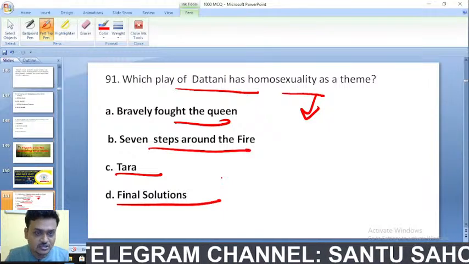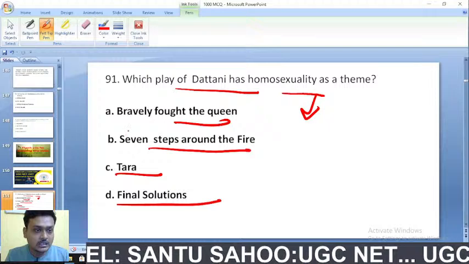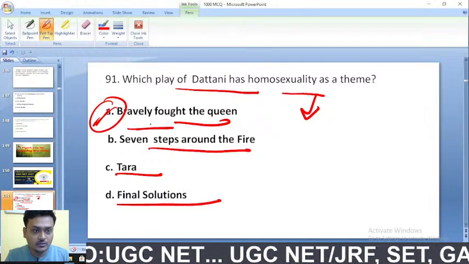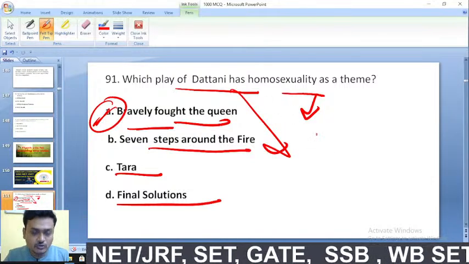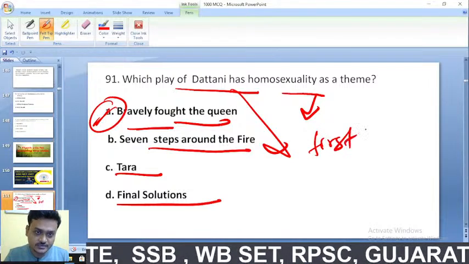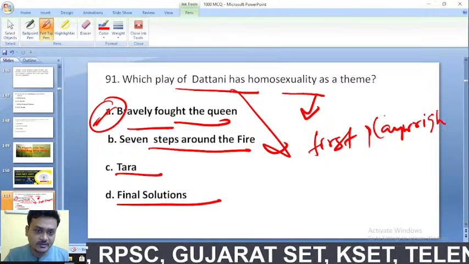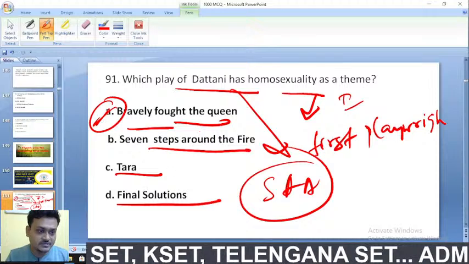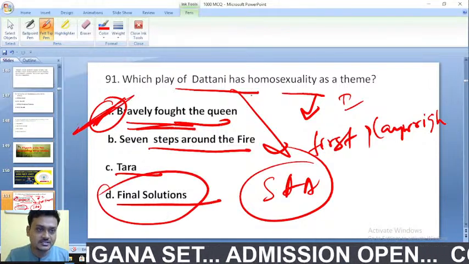So here the right answer is Bravely Fought the Queen. The theme of homosexuality can be found in this drama. Mahesh Dattani was the first Indian playwright to receive the Sahitya Akademi Award, for his Final Solution. So Bravely Fought the Queen is the right answer here.